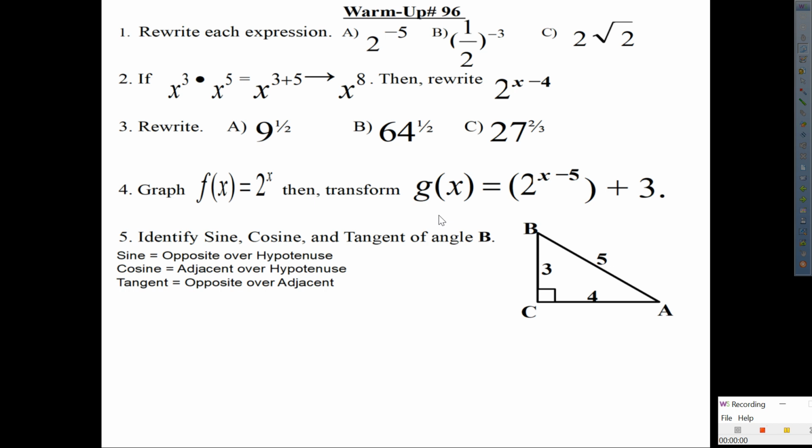Warm-up number 96 is on the screen, so by now you should be able to do that one on your own. Let's get started. Got about 5 minutes. And today we're moving on. We're going to get started with logarithms. Make sure you stay focused because it's going to go pretty quick, and your noodle's going to be like, what is going on? So stay focused, copy and go.